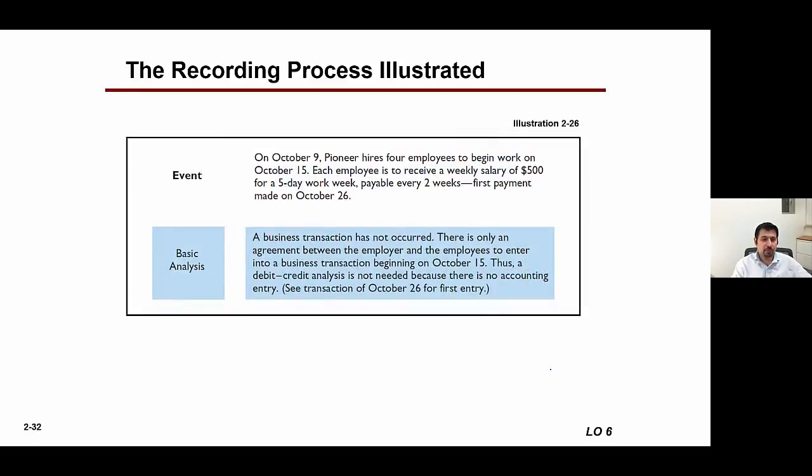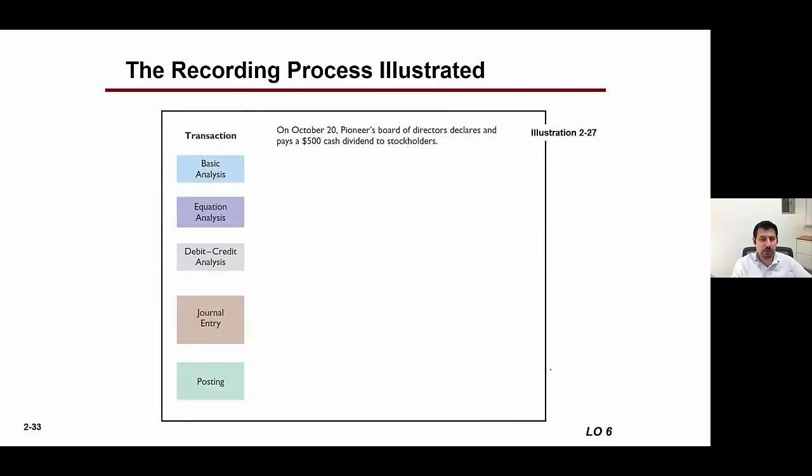On October 9th, Pioneer hires 4 employees to begin work on October 15th. Each employee is to receive a weekly salary of $500. However, because they have not started work yet, they haven't provided any services to the company, and they did not get paid any money from the company, there is no need to record that transaction, as the financial position of the company was not changed. There were no changes to any of the accounts. As a result, we don't record that transaction.